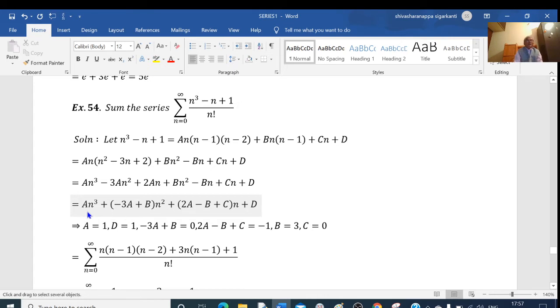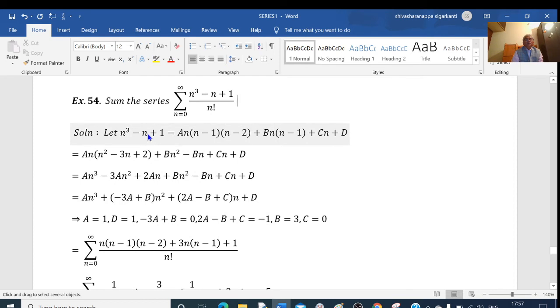Now comparing the coefficients of like powers of n. The n cubed coefficient on the right hand side is a, on the left hand side is 1. So a equals 1. The term independent of n on the right hand side is d, on the left hand side is 1. So d equals 1. Comparing the n squared coefficient, minus 3a plus b on the right hand side, there is no n squared term on the left, its coefficient is 0. That is, minus 3a plus b equals 0. The coefficient of n on the right hand side is 2a minus b plus c, on the left hand side it is equal to minus 1.